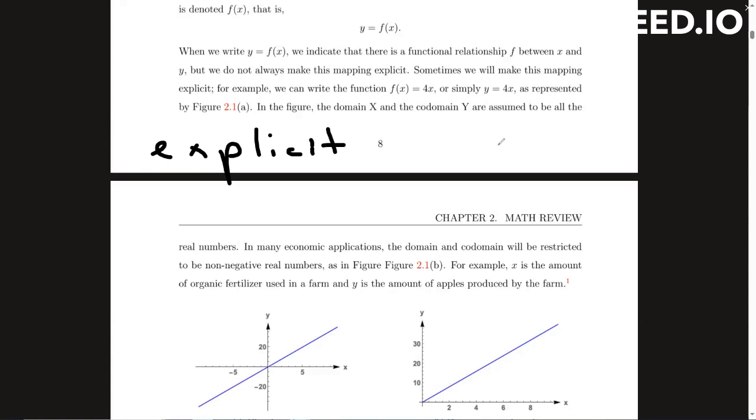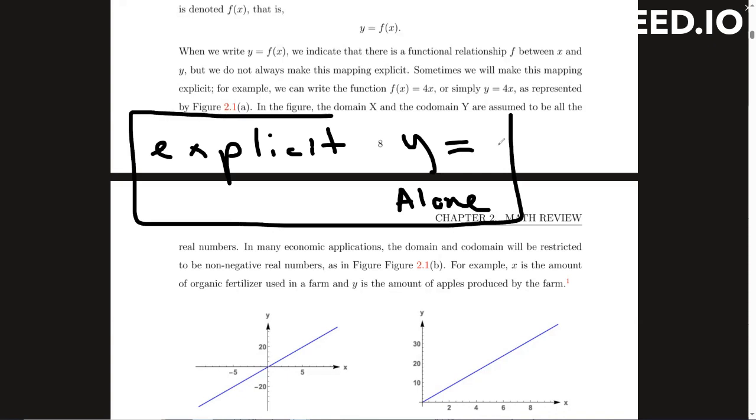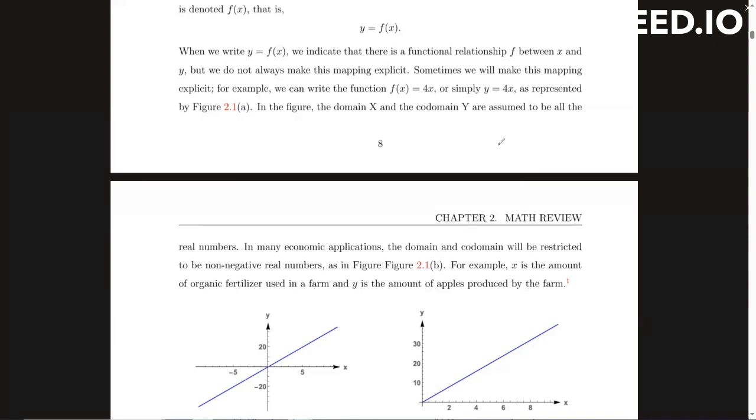Yes, explicit, implicit. Explicit is y alone. And we just move on, already spending too much time on it. Implicit means y is not alone. But a function usually is explicit, which just means y alone. It could be implicit, but we don't really care so much for this book.